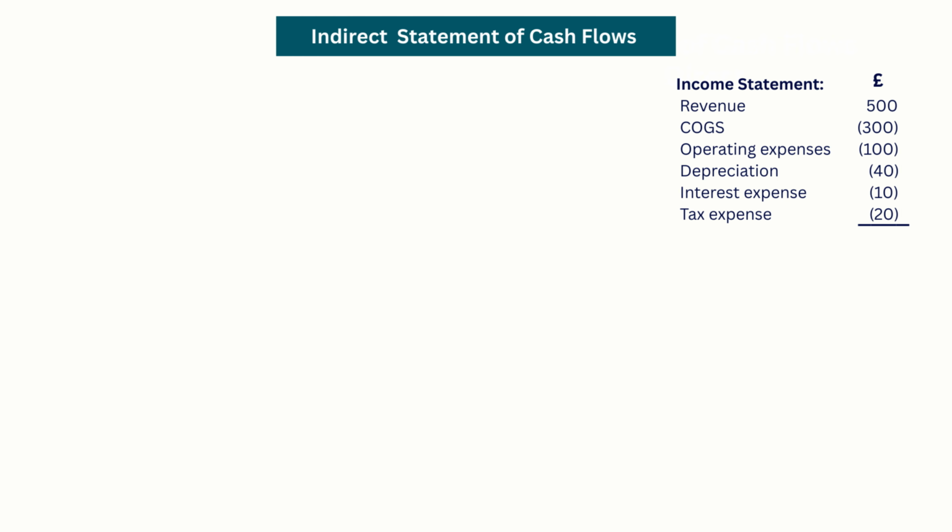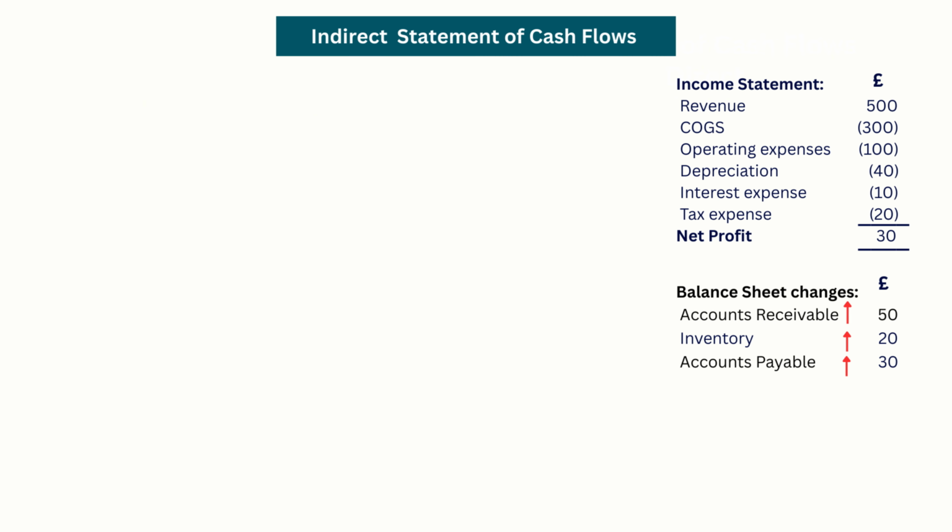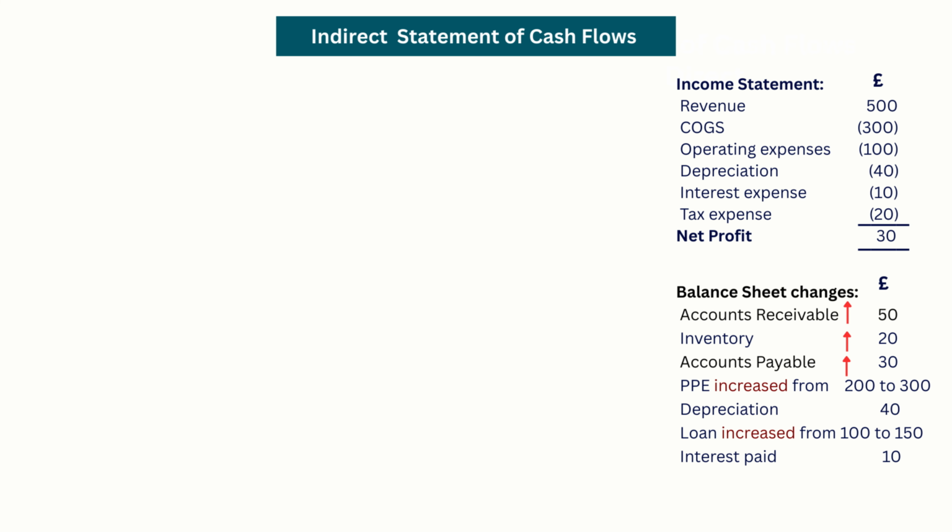Let's assume our income statement shows revenue 500, cost of goods sold 300, operating expenses 100, depreciation 40, interest expense 10, tax expense 20, net profit 30. Balance sheet changes. During the year, accounts receivable increased by 50, inventory increased by 20, accounts payable increased by 30, plant property equipment increased from 200 to 300, depreciation during year is 40, loan increased from 100 to 150, interest paid is 10, tax paid is 15, dividends paid is 5.